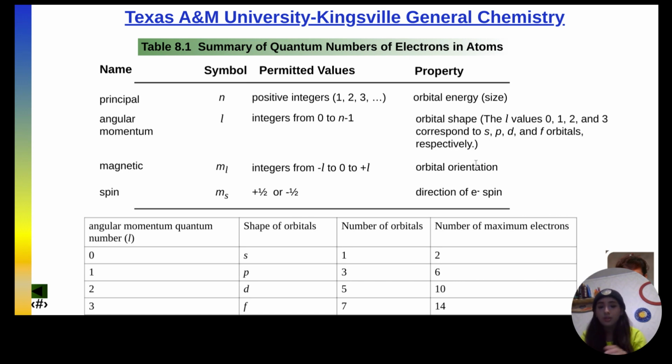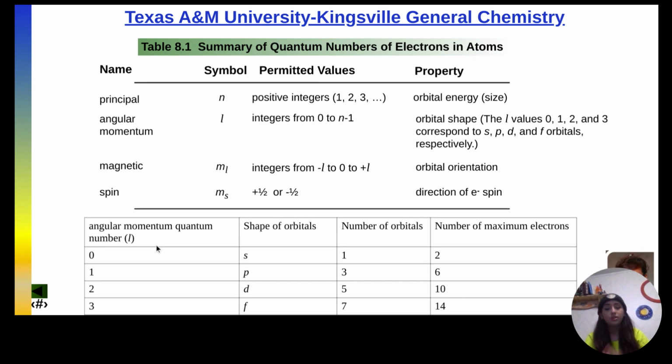So here under we have a little graph, just basically using the summary of the quantum numbers that we've just gone over, where we see our angular momentum quantum number changes. It's 0, 1, 2, and 3, and it shows the respective shape of orbitals and the number of orbitals, and then the number of maximum electrons.